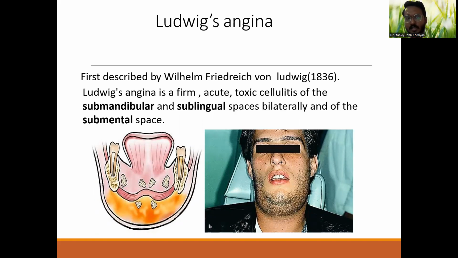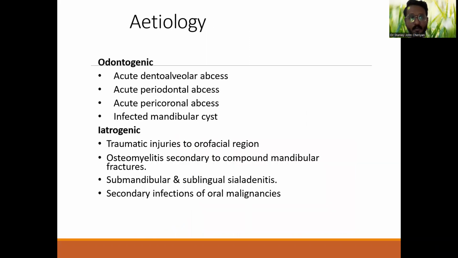Ludwig's angina was first described by Wilhelm Friedrich von Ludwig in 1836. Ludwig's angina is an acute bilateral cellulitis of the submental, submandibular, and sublingual spaces. This is an emergency condition where you need to know its implications and manage it accordingly.